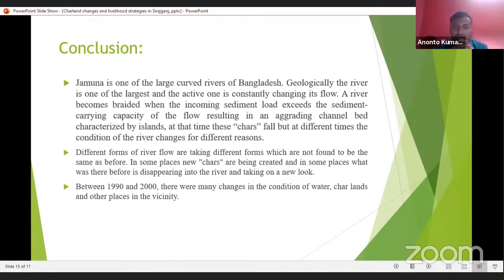At that time the char falls, but at different times the condition of the river changes for different reasons. Different forms of the river flow take different shapes which were not found before. In some places new chars begin to be created, and some places that existed before are displaced into the river, taking a new look. Between 1990 and 2020, there were many changes in the condition of water, char land, and other places.